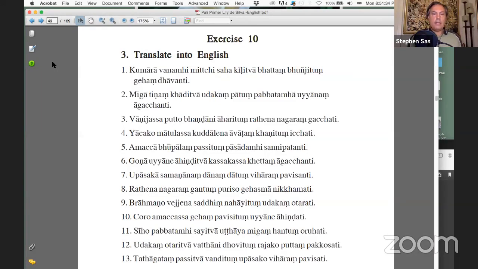Kumara vanamhi mitehi saha kilitva batang bunjitung gehang davanti. So here we have the subject as the first word, the nominative plural. And then we can scan right up to and stop at the absolutive form, kilitva. That is having played. And then we have our instrumental of accompaniment, together with friends.